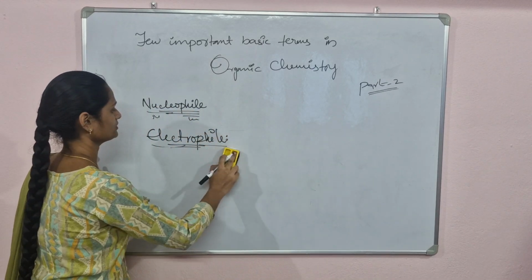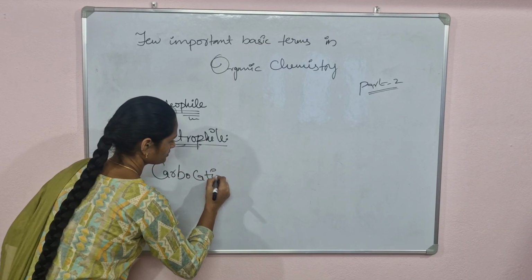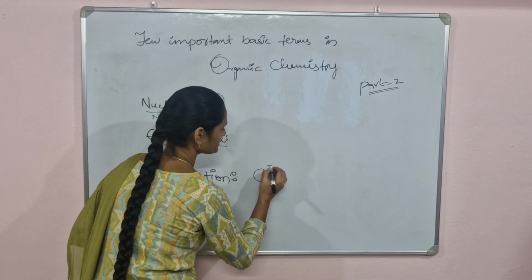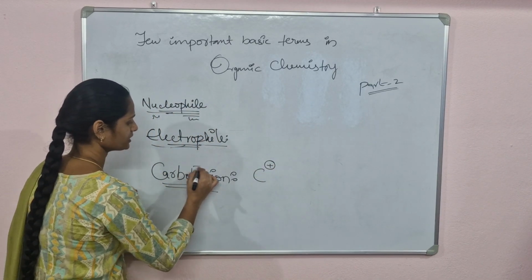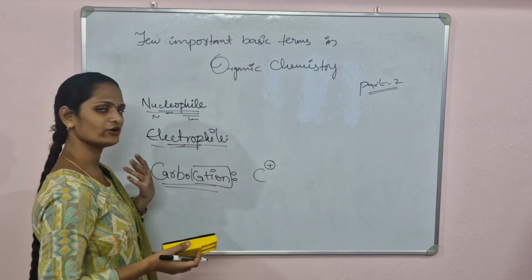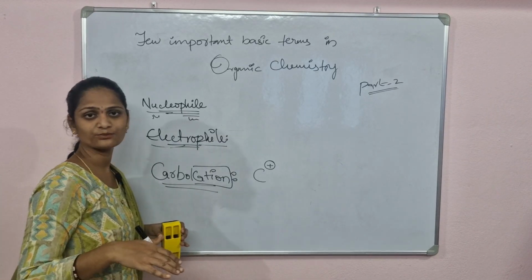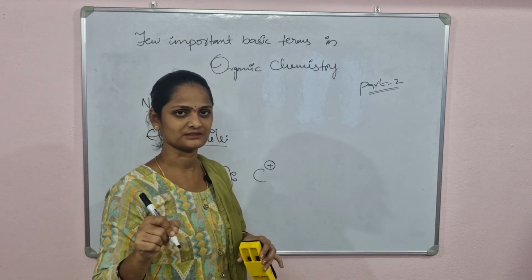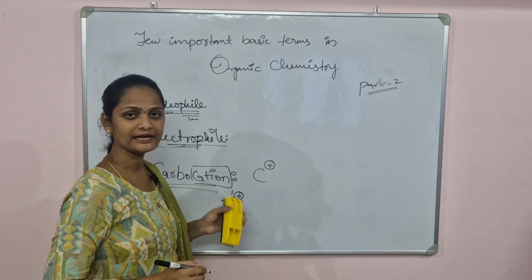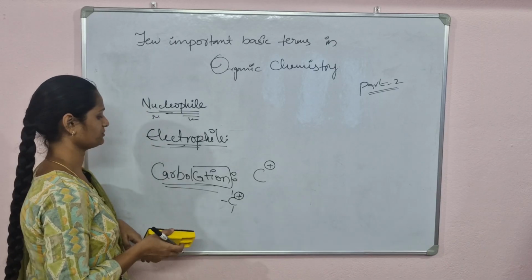Next topic is carbocation. Next definition in organic chemistry is carbocation. It is indicated by C plus. In the name itself, cation means a positively charged atom or molecule. In carbocation, carbon contains a positive charge. In the previous example, we discussed that CH3 plus means the C will have a positive charge. It is a highly reactive species in any reaction of organic chemistry.